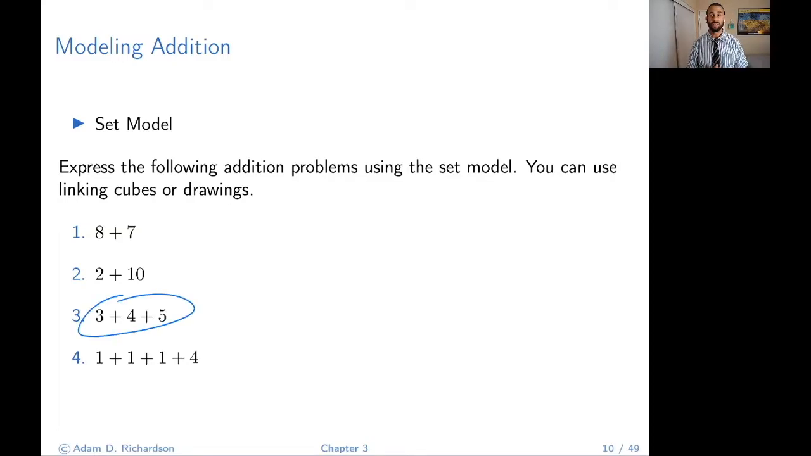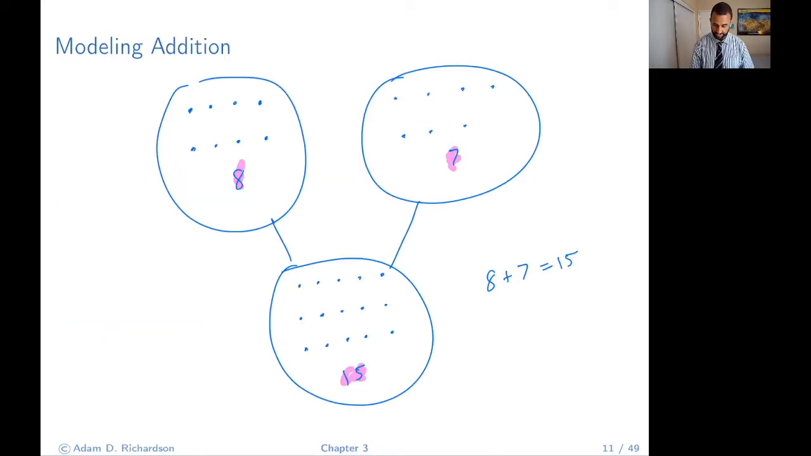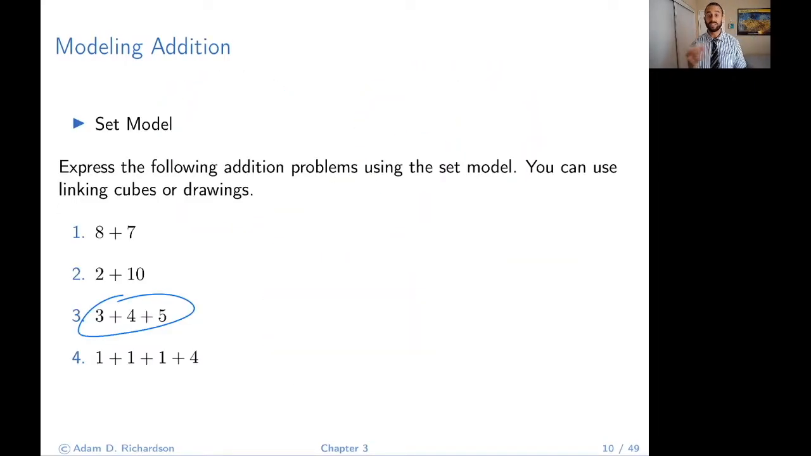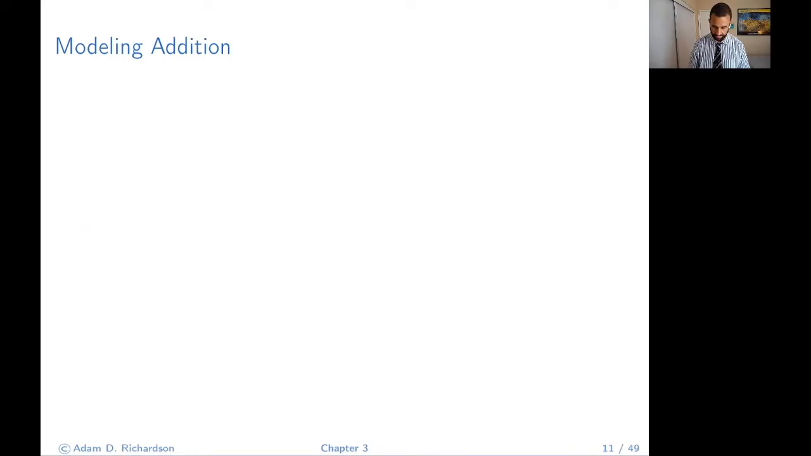The model is pretty much the same. You just got to show that bringing together. So let me go ahead and do that one here. And then I recommend that you practice the other ones. Practice these ones on your own. Try to do 2 plus 10, and then try to do 1 plus 1 plus 1 plus 4. But we're going to do 3 plus 4 plus 5.